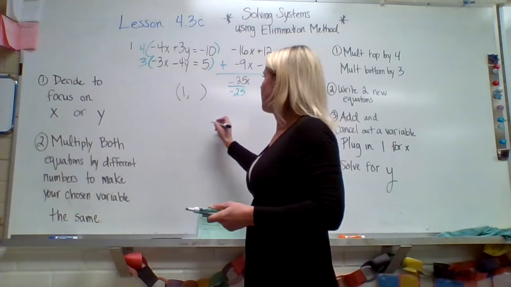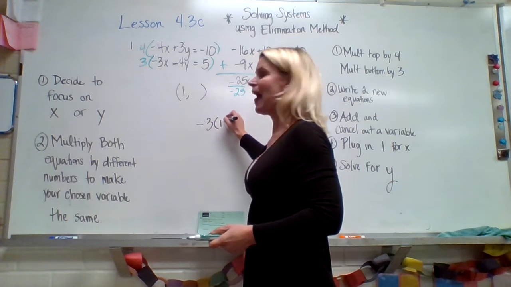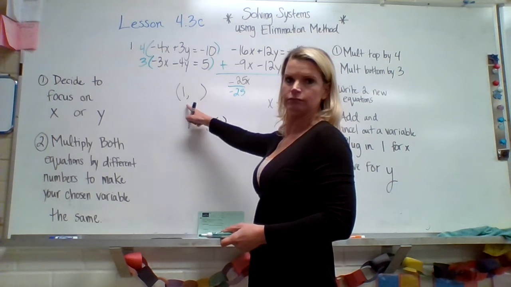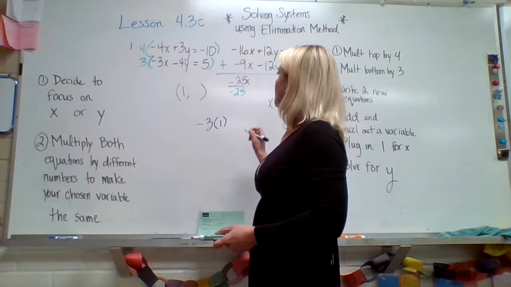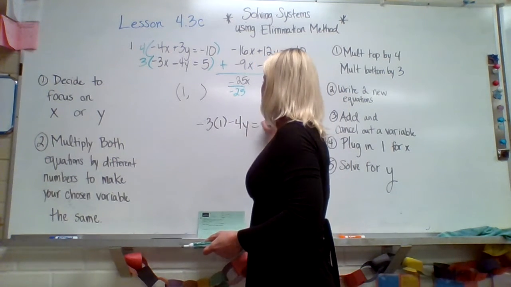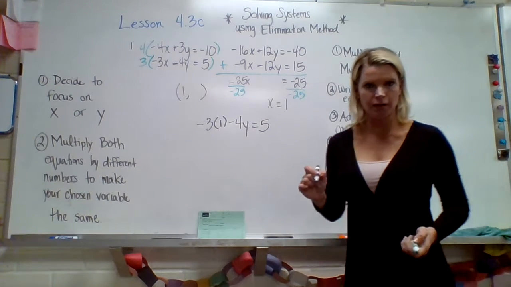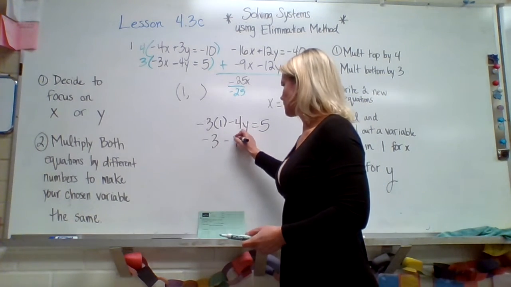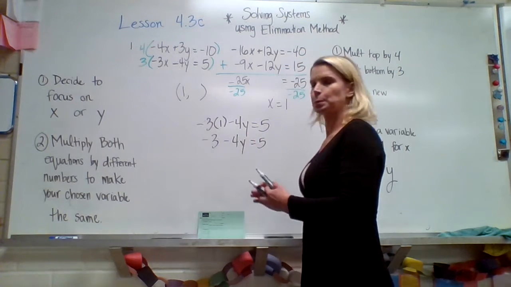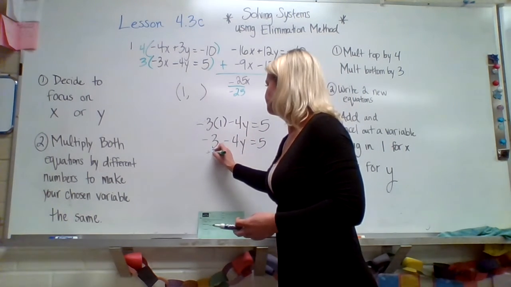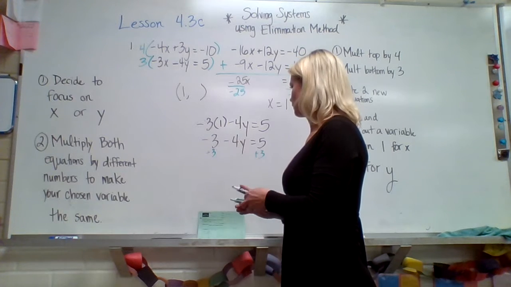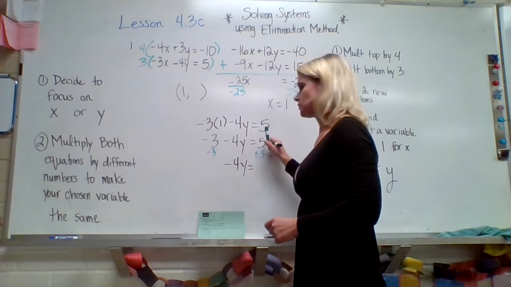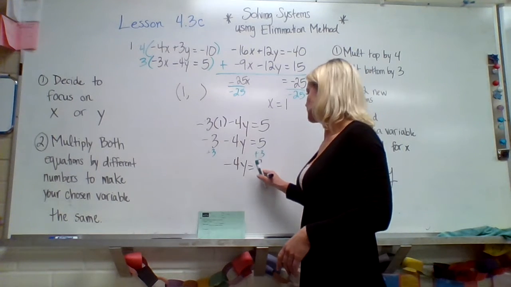I'm going to pick the bottom equation. Negative 3x, x is 1, right? Oh, there. X is 1. Minus 4y equals 5. Good. So, negative 3 minus 4y equals 5. Add 3. Negative 4y equals 5 plus 3, 8.